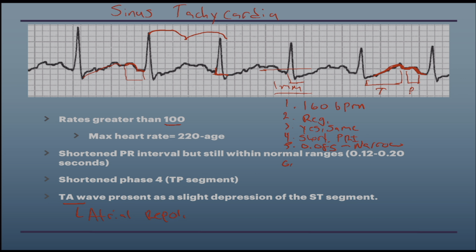Last question is my P to QRS ratio. Well, it's 1 to 1, right? P wave, QRS, P wave, QRS. And that continues throughout this whole rhythm, so I have a 1 to 1 ratio.